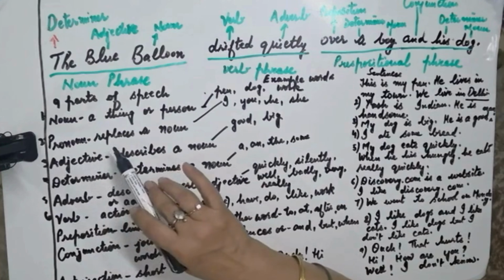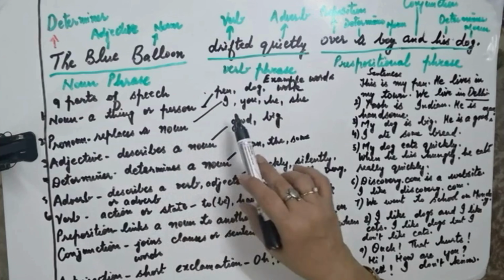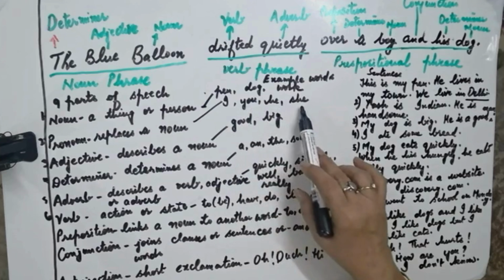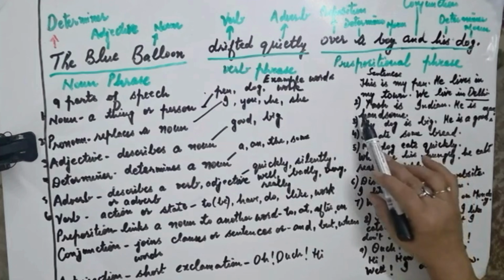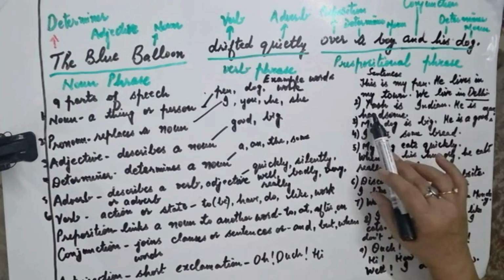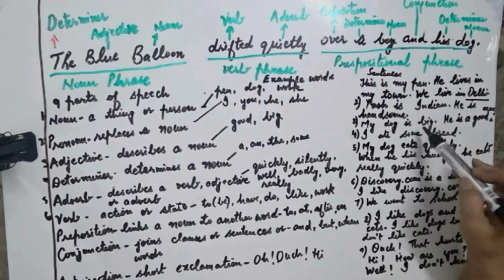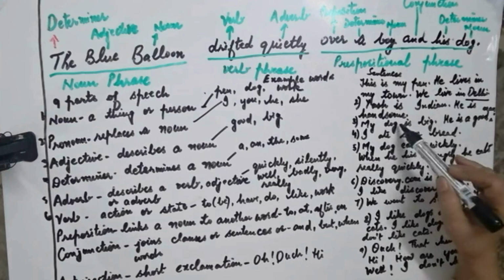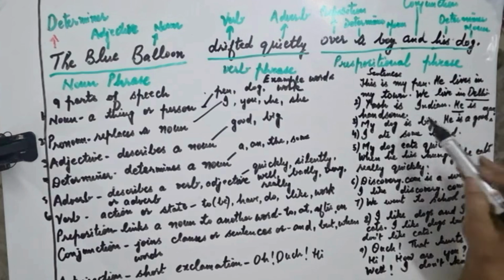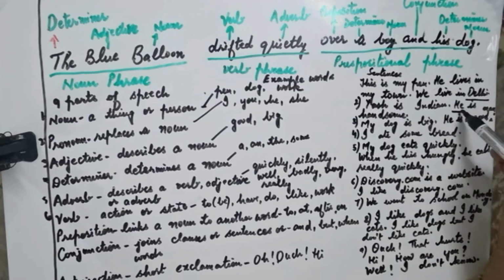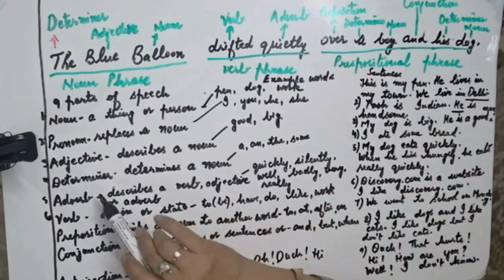Pronoun is that which replaces a noun, like I, you, he, she. If we speak about the example sentences: Yash is Indian. He is handsome. Now here "he" is being used in place of Yash. He is a pronoun here.